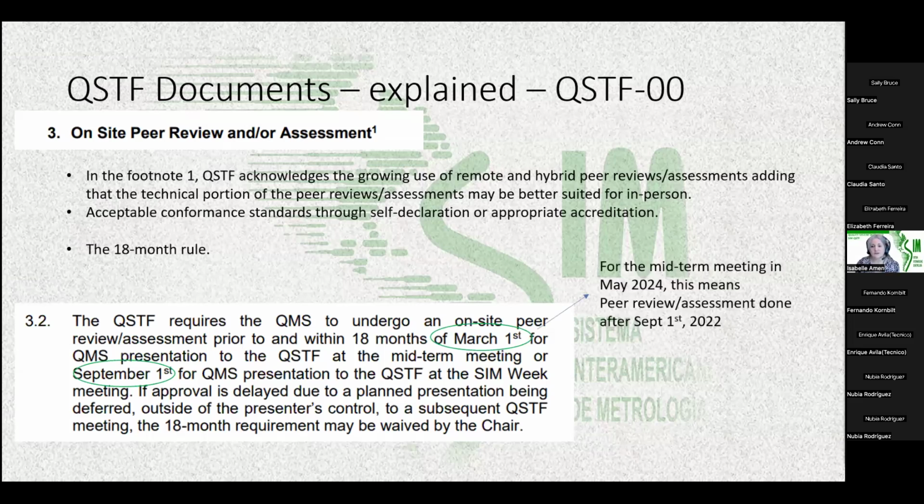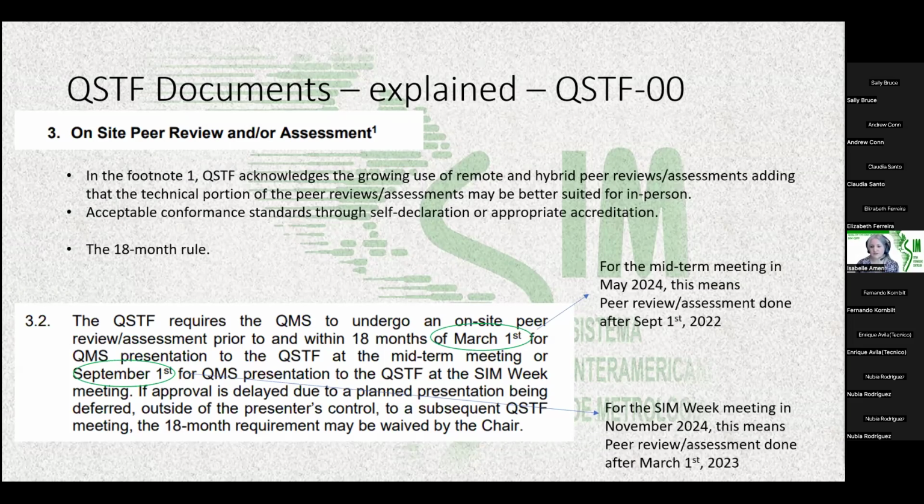In practice, what does it mean for this year? For the midterm meeting that will be in May 2024, this means that the peer review or assessment that is presented must have been done after September 1st, 2022. And for the SIM week meeting in November 2024 this year, this means the peer review or assessment must have been done after March 1st, 2023.